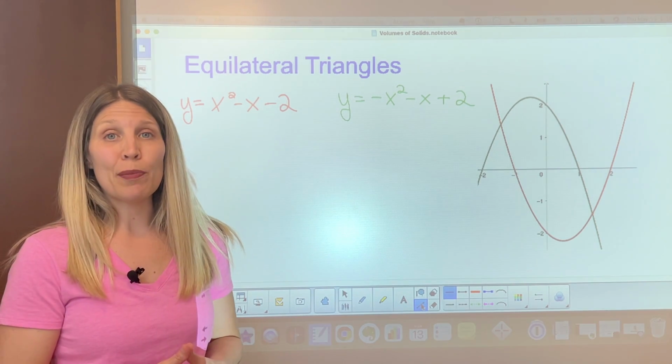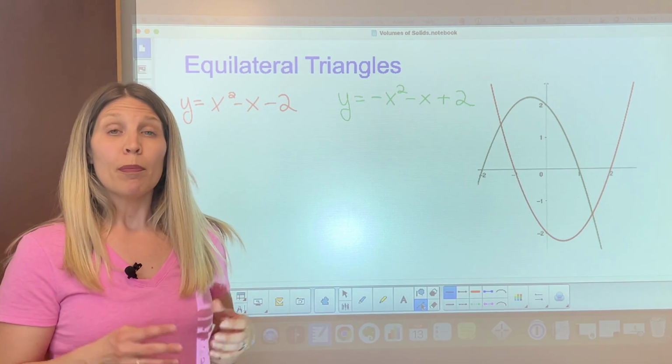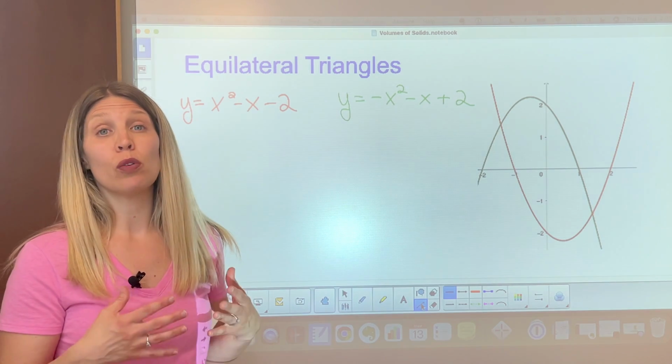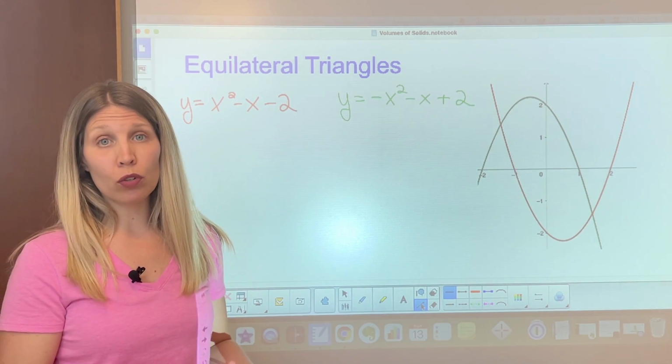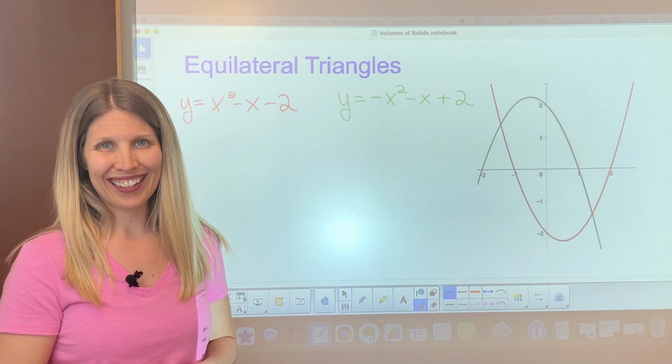Let's do one more example, the equilateral triangle. This one gets a little bit more tricky. But first, let's go to the 3D image so you can see what it looks like when you're sliding an equilateral triangle between the two functions and the volume it creates.